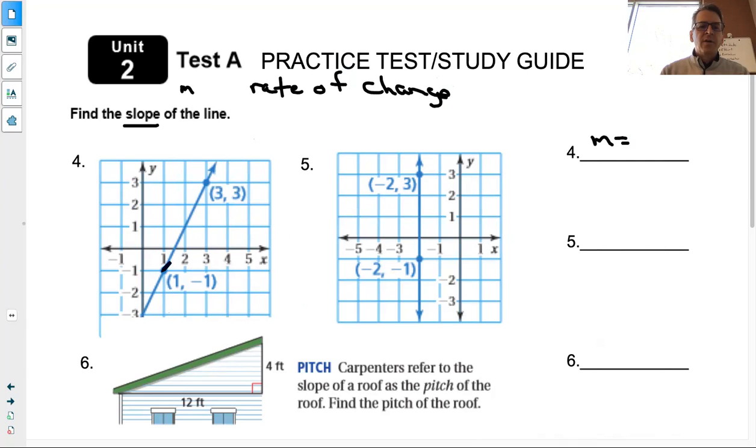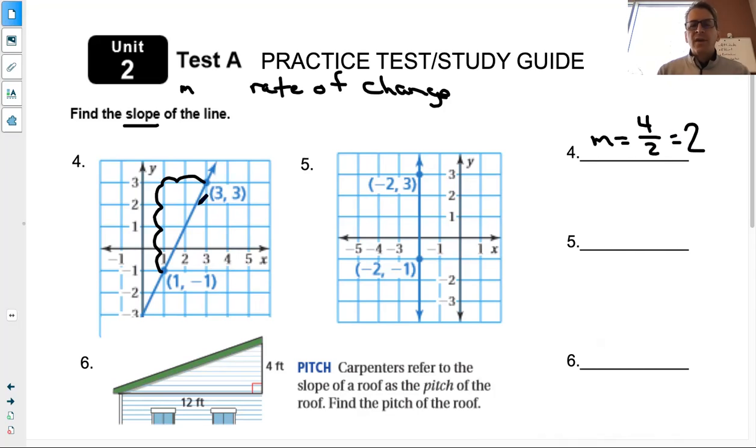And I'm going to start down here at 1, -1. I'm going to go up 1, 2, 3, 4. Then I'm going to run over 2. So I have a 4/2 slope, which is the same as 2. And it is positive slope. So make sure that you get the sign correct with regards to these slope questions.